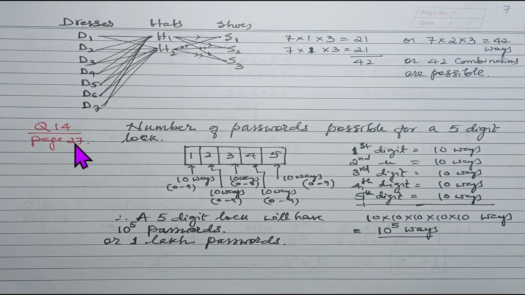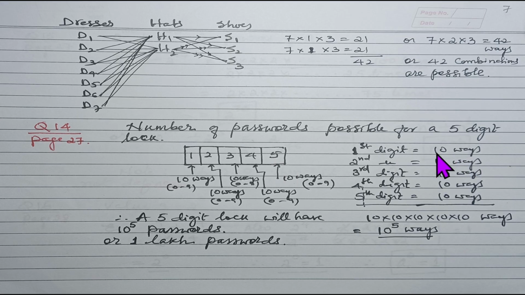Now coming to question number 14, page number 27, number of passwords possible for a 5-digit lock. That means we have a lock which has a 5-digit code. The first digit can be filled in 10 ways, because from 0 to 9 there are 10 possibilities. So there are 10 ways for the first window, the second window 10 ways, third window 10 ways, fourth window 10 ways, fifth window also 10 ways. The total windows, there are 5 windows. That means there are 10 raised to 5 different ways of entering the code in those 5 windows.